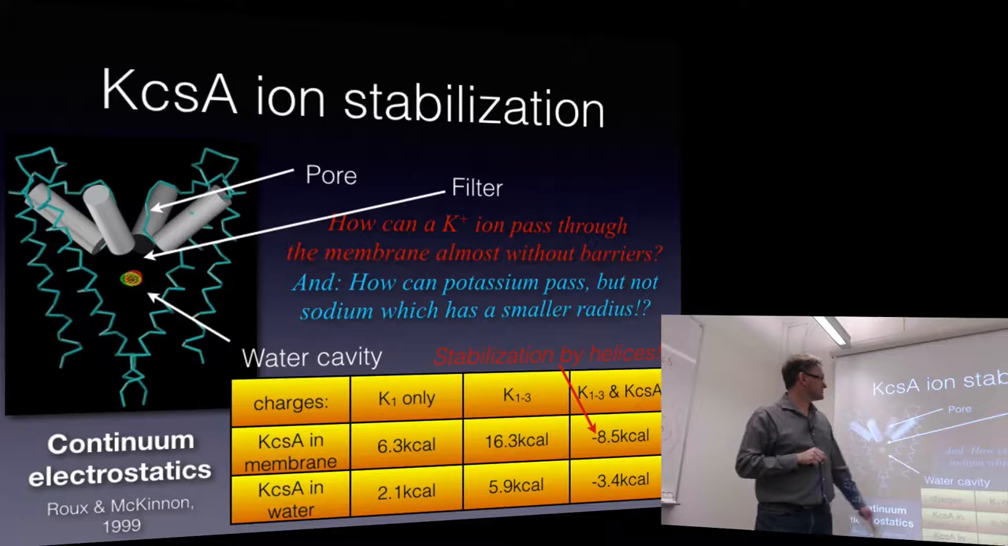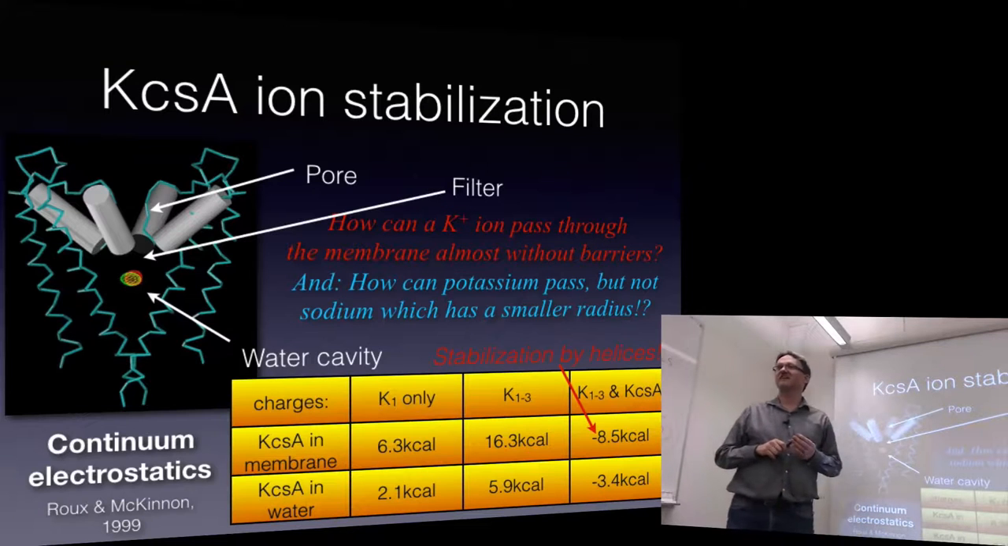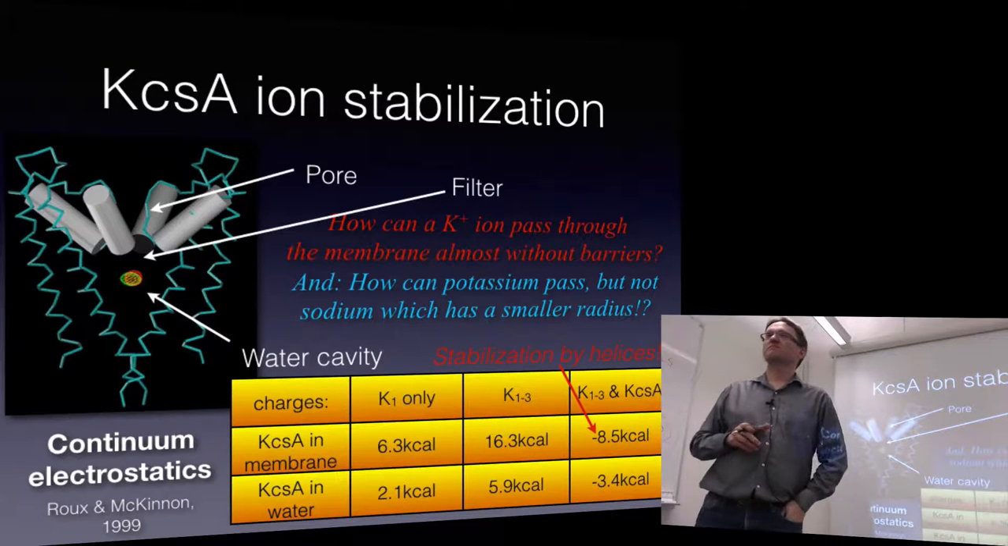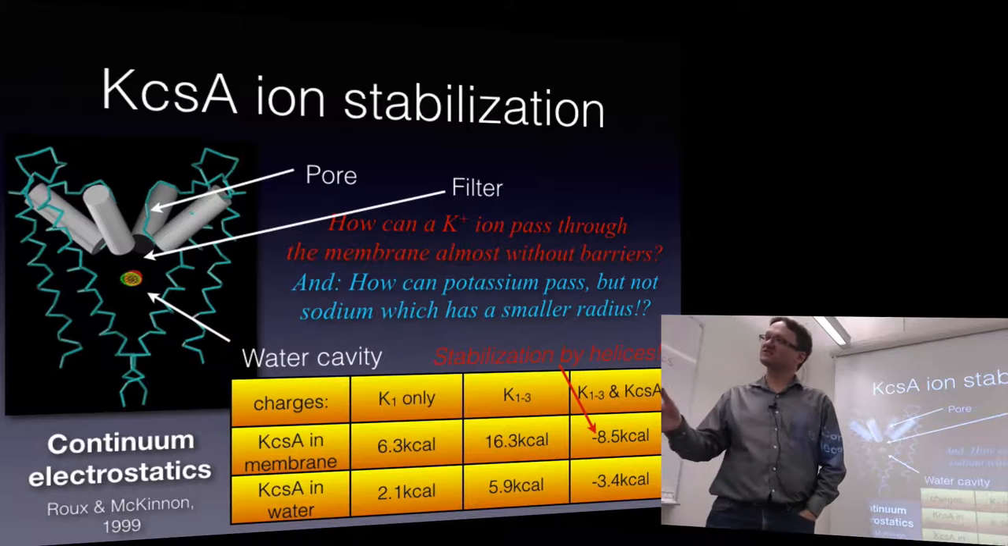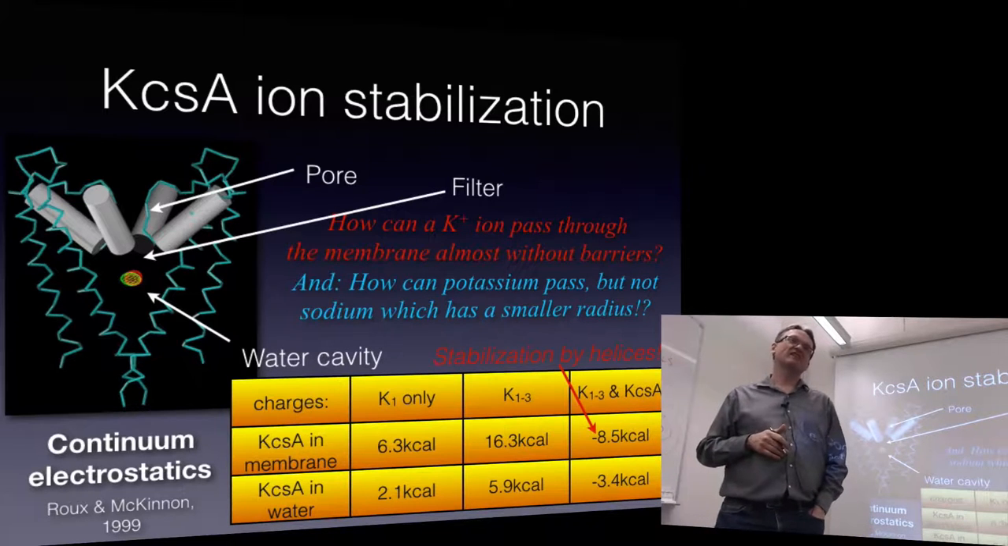So how many sodium ions do you think this protein happens to leak through? Well, this is nature, right? So there will always be some. One in 10, 1 in 100, 1 in 1,000? 1 in 1,000,000,000. Yeah, this is pretty amazing.